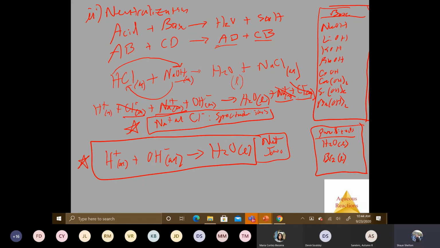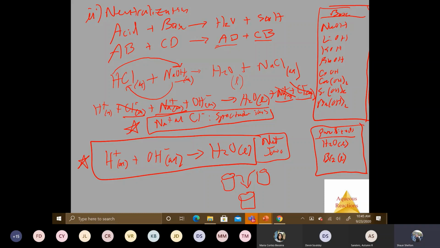Now, the difference here is that you are not going to see a change in the solution, okay? So when you pour these solutions together, they're going to look the same. They're all going to have the same color, the same appearance. So to you, with your eyes, you're not going to see a change. But with the presence of your acid and base reacting together, they neutralize together.